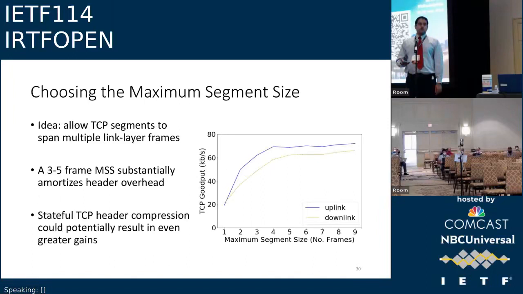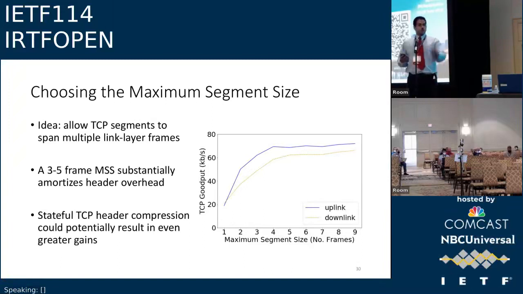Now, there is a trade-off here. If we use too much fragmentation, if we set our TCP segments to be way too large, what's going to end up happening is that we rely on too much fragmentation, and that's bad because now if one fragment gets lost, we lose the entire packet. So what we want to do is choose our TCP segments to be as large as possible to effectively amortize the overhead without incurring more fragmentation beyond that.